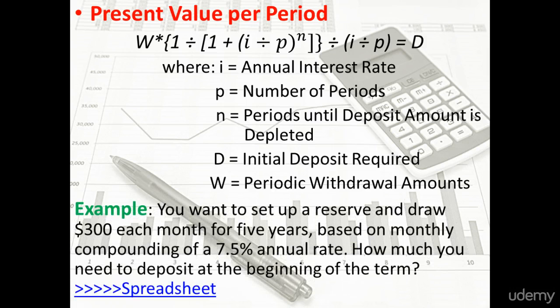And here is the example. If you want to set up a reserve and draw $300 each month for 5 years, based on monthly compounding of a 7.5% annual rate, how much do you need to deposit at the beginning of the term? This example and the formula are very well explained on a spreadsheet program.